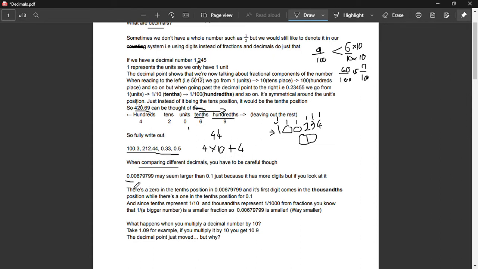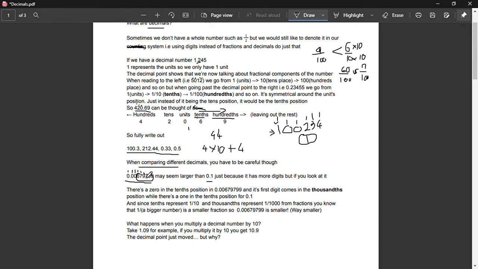So when you see something like 0.006799799, comparing it to 0.1, you might think more digits, bigger number, but then you realize that all the numbers, let's just see, this is the units place, right? This would be the tenths place. This would be the hundredths. This is the units, tenths, hundredths, thousandths. 1000th divided by 10 would be our 10,000ths, and 100,000ths.